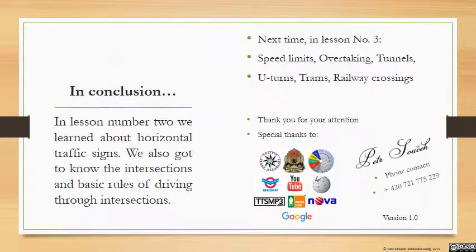In conclusion, in lesson number 2 we learned about horizontal traffic signs. We also got to know the intersections and basic rules of driving through intersections. Next time, in lesson number 3: speed limits, overtaking, tunnels, U-turns, trams, railway crossings. Thank you for your attention.